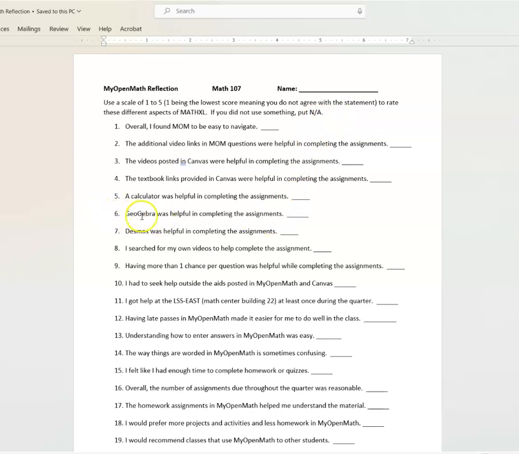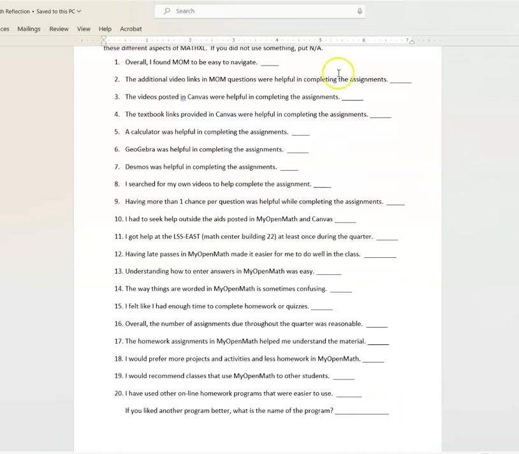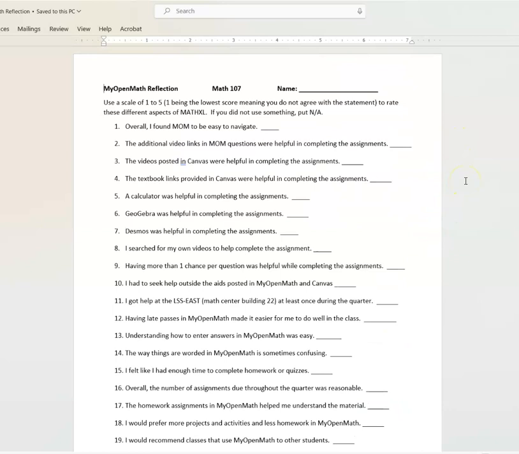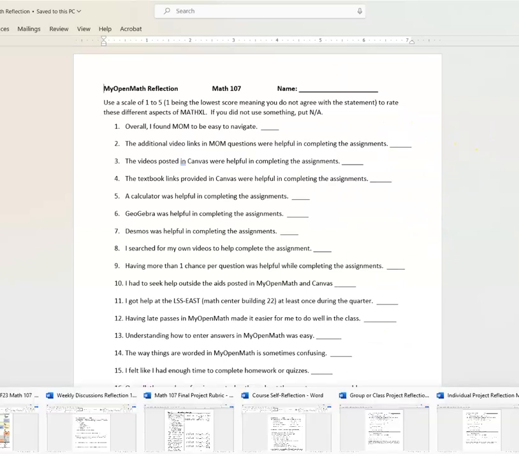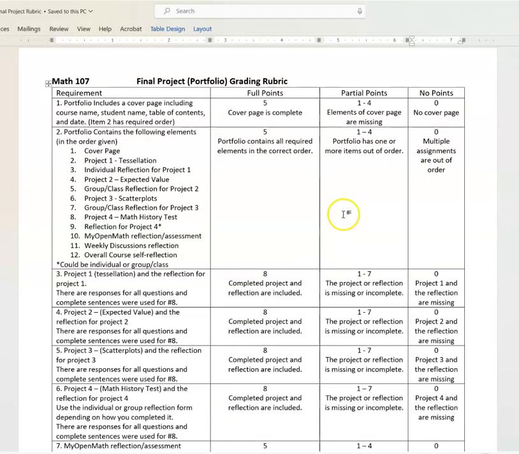For example, maybe you didn't use GeoGebra, or maybe you didn't use Desmos. Some people do, but many people don't. That's fine. Just answer all those, a number 1 through 5. It is meant to go kind of fast, this portfolio. It's not meant for you to spend hours writing reflections and all that. For some of this, it's very quick.